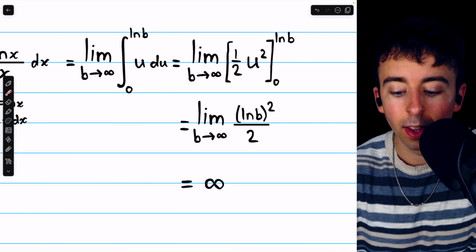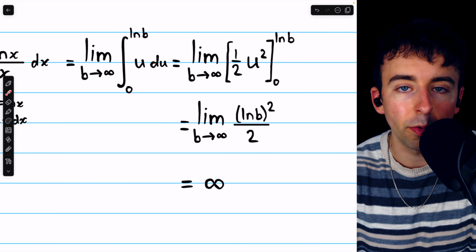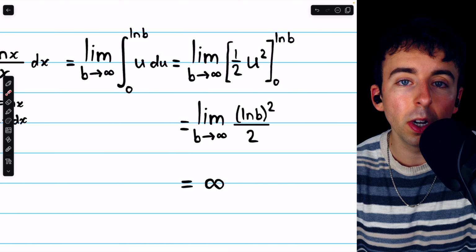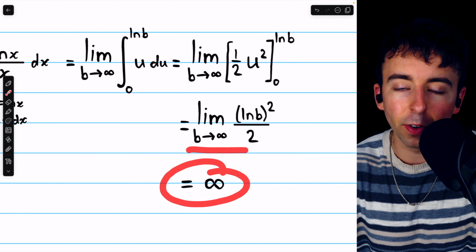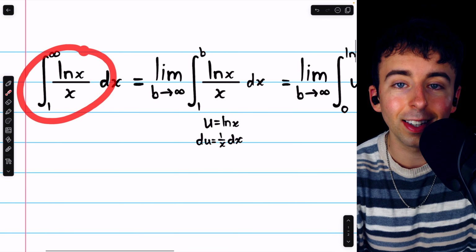by 2. As b goes to infinity, the natural log of b also goes to infinity, and so certainly the natural log of b squared over 2 will go to infinity as well. Hence, this limit diverges to infinity, and so this integral does not exist.